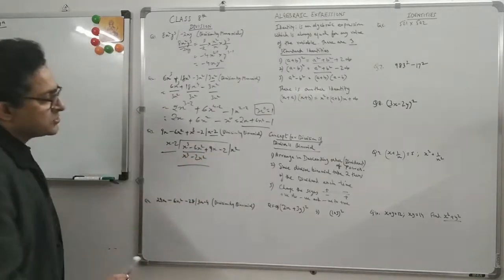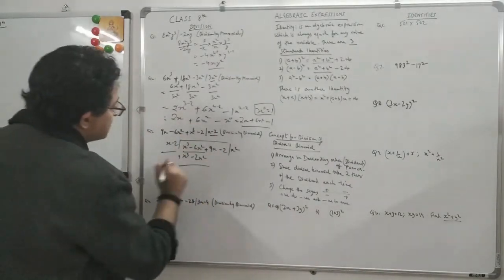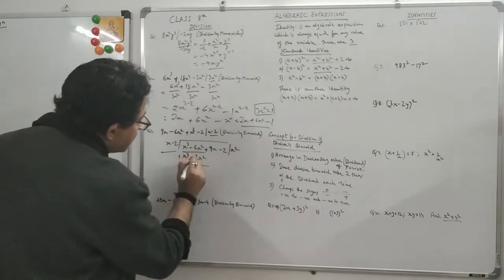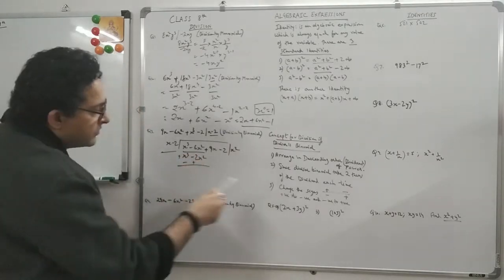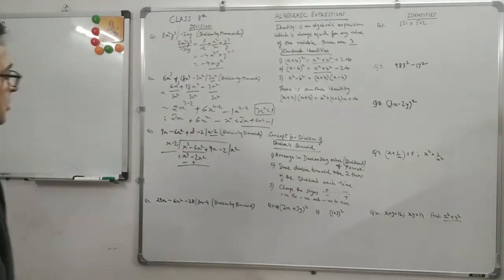Right. Now I do the third step, change the signs. This is positive, so this becomes negative. This is negative, this becomes positive. This is what I mentioned here. Change the signs: positive, negative, negative, positive. So now I solve it.